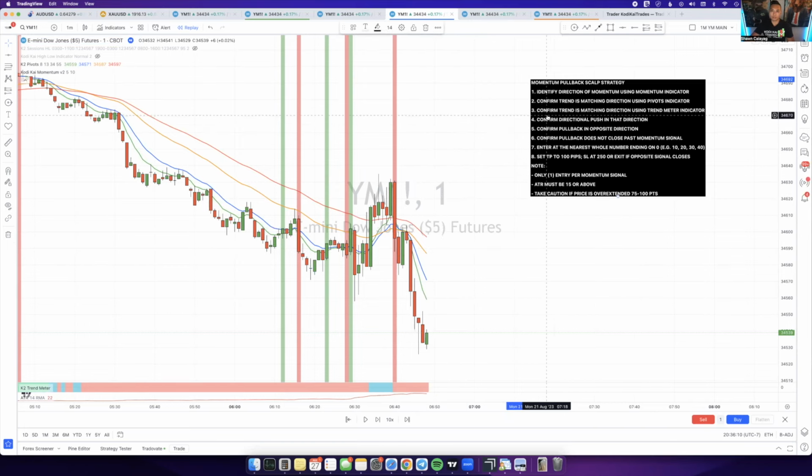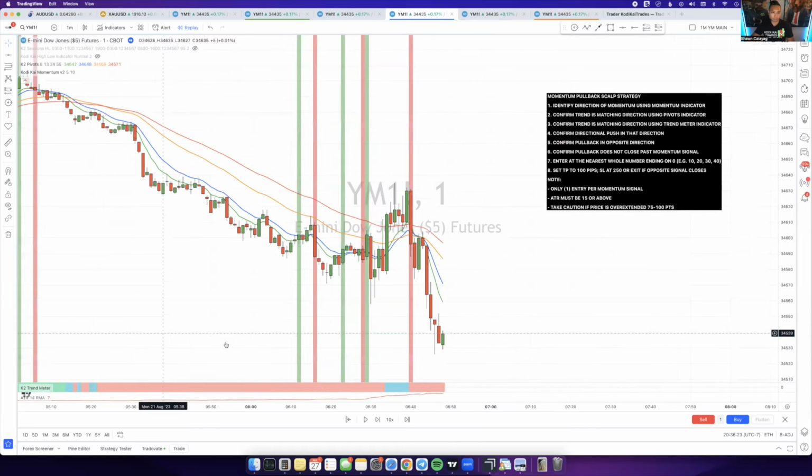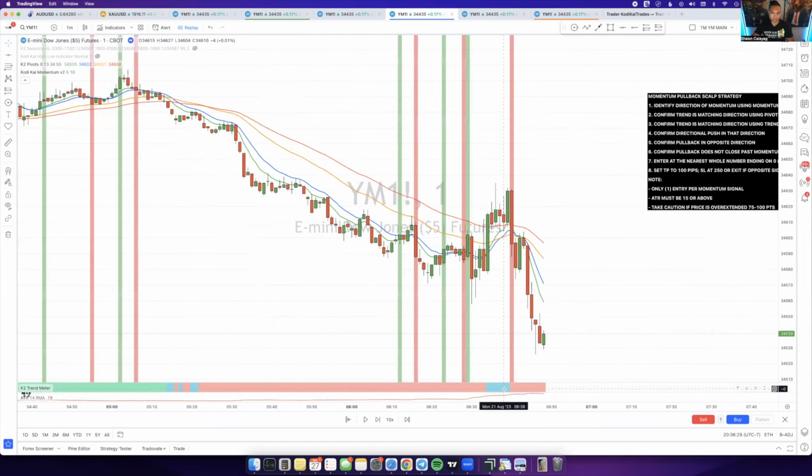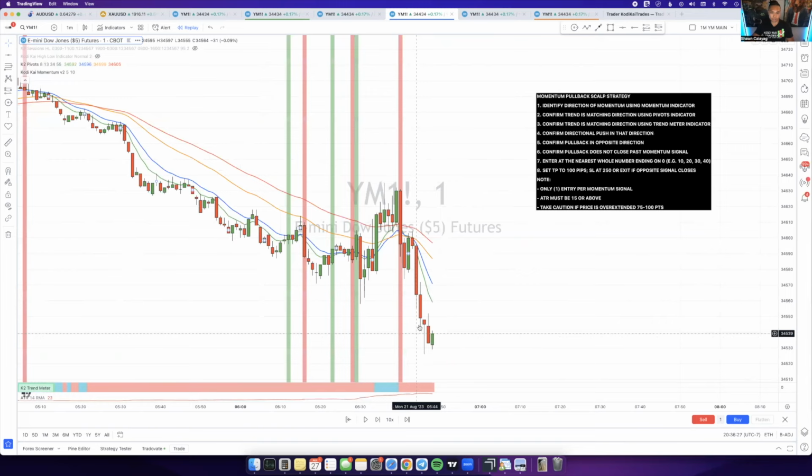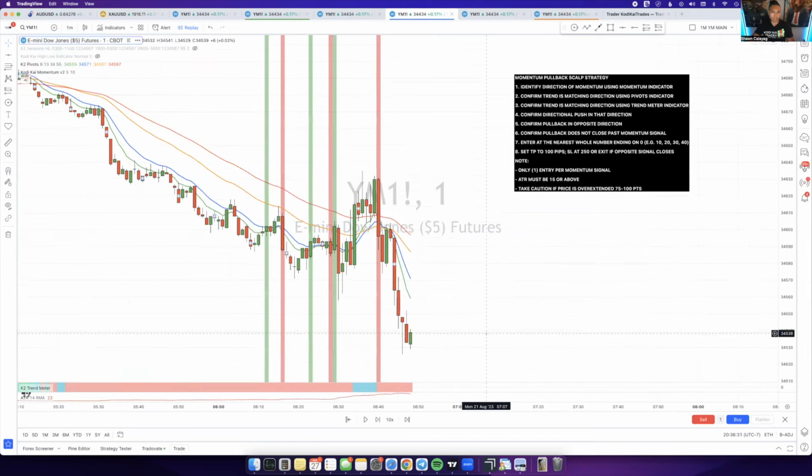For step three here, you want to confirm that trend is matching the direction using the trend meter. So with the trend meter down below, you just want to make sure that the trend meter is either red, green, or blue. If it's red, it means it's bearish. If it's green, it means it's bullish. And if it's blue, that means that it's neutral. So with that said, you can see down below here that the trend meter is red. So that's going to confirm that the trend is bearish with regard to the trend meter.